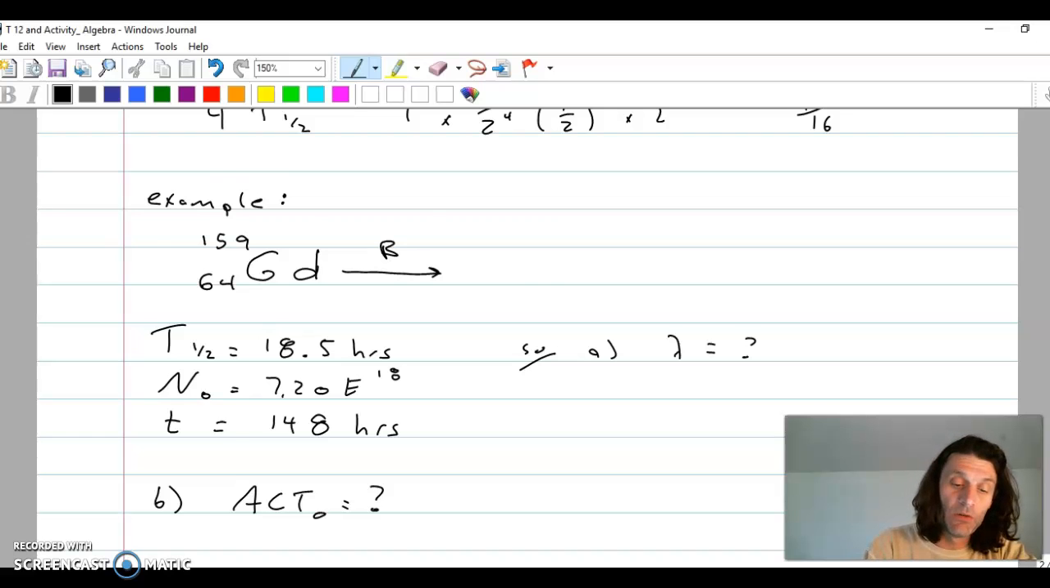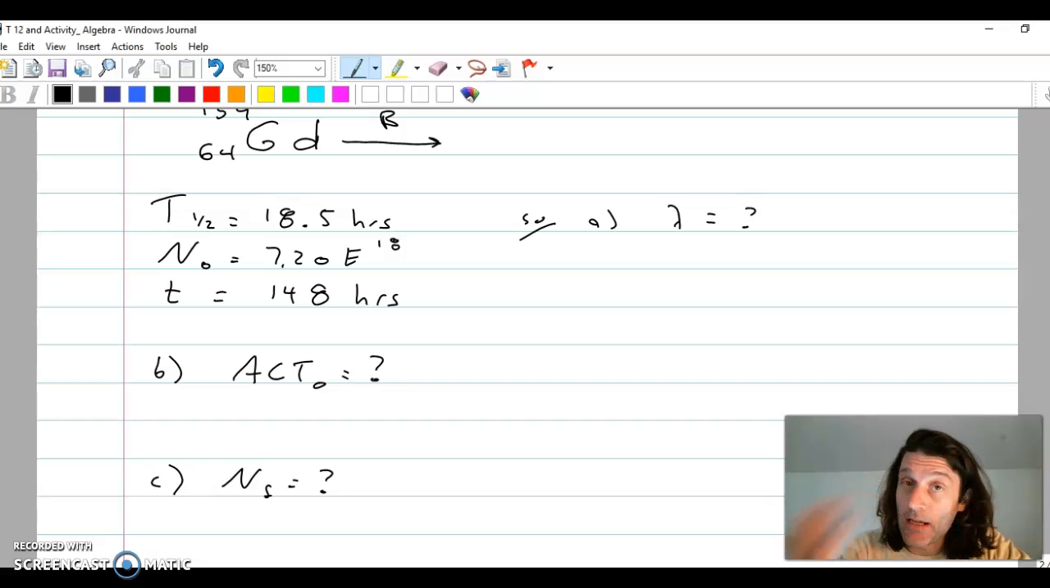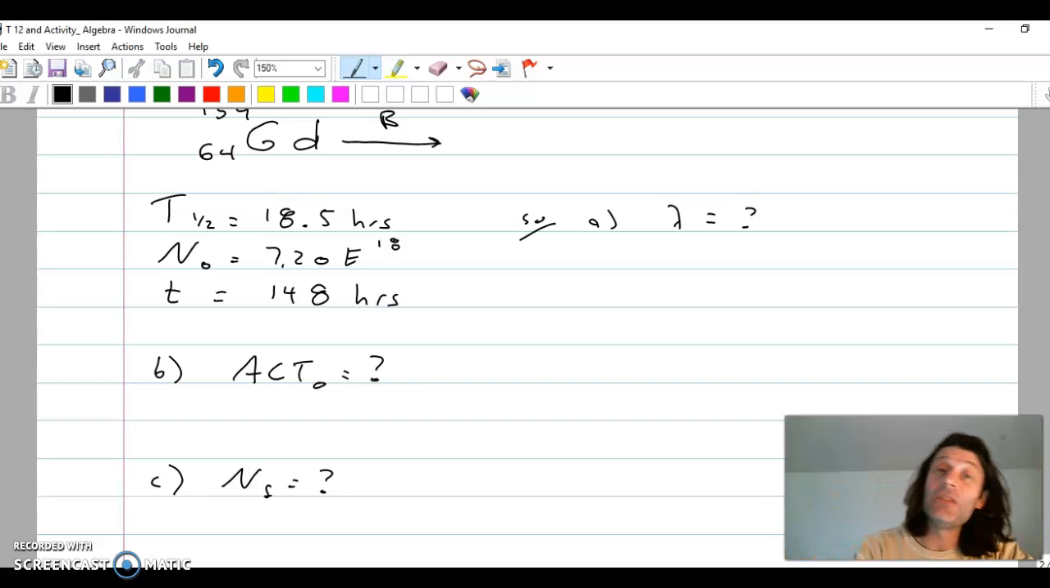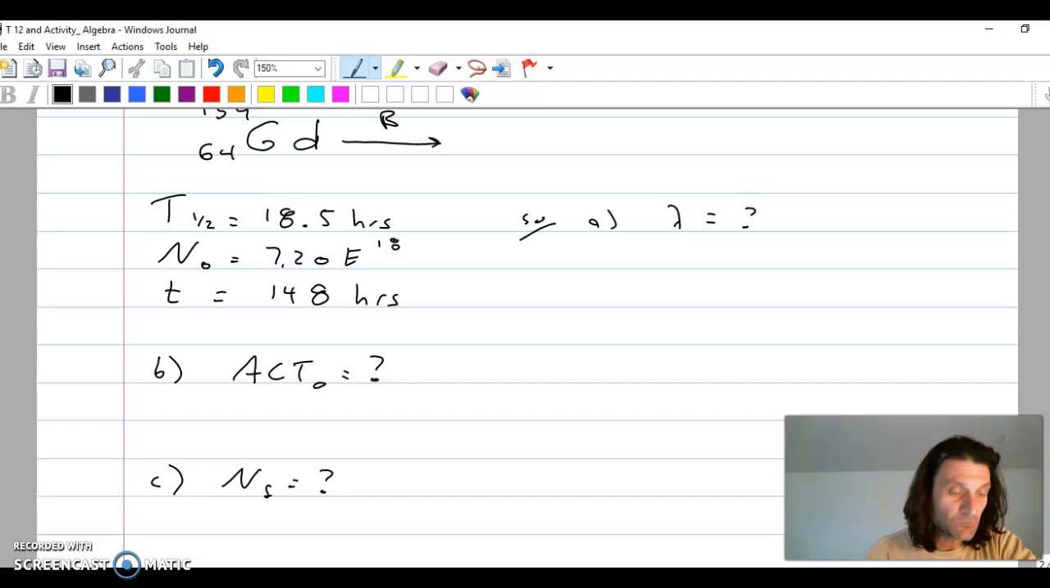So what we're going to do is with that data there, it's got a half-life of 18.5 hours. I just made this number up, 7.2 times 10 to the 18th. That's a number of nuclei that could be given in grams, and you convert to moles, which your chemistry teacher taught you how to do. You all remember that. And you could then go from moles to nuclei by multiplying by 6 kajillion. It's whatever, but get it into an N.